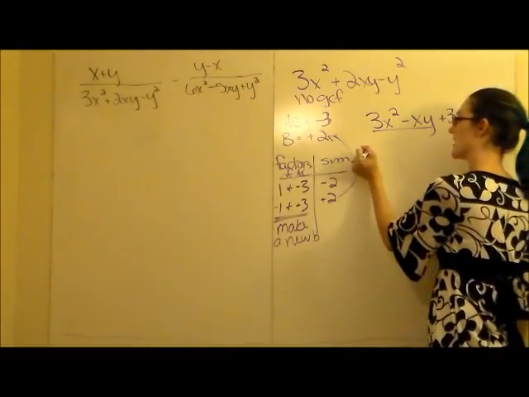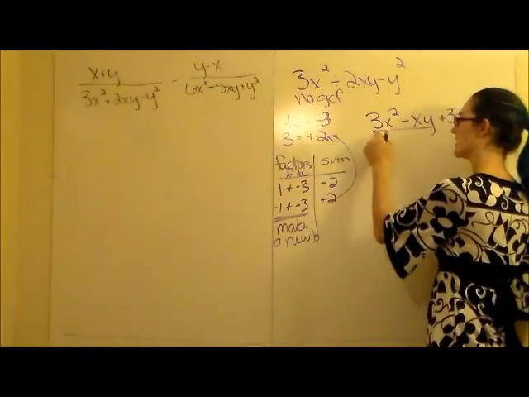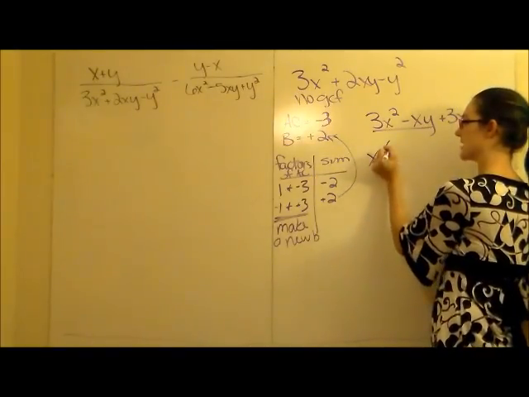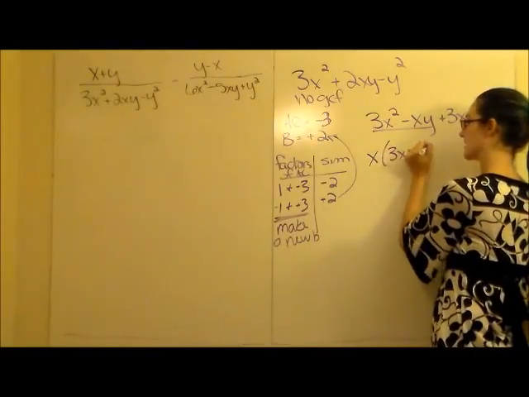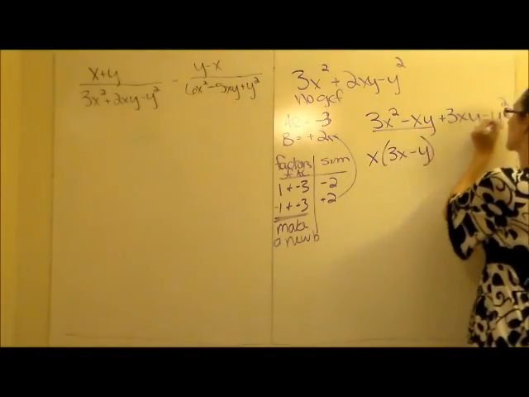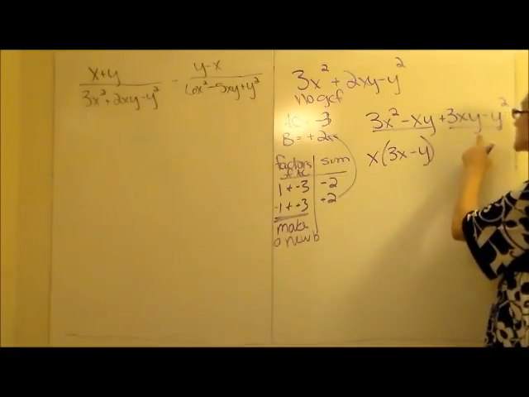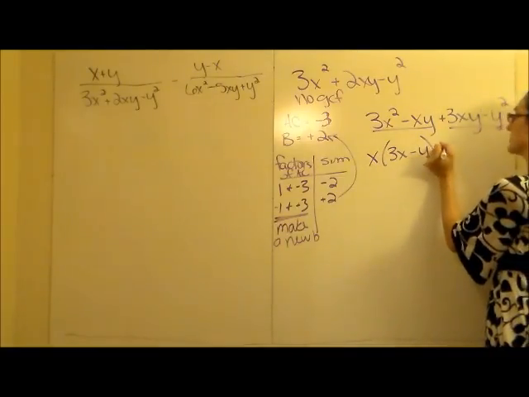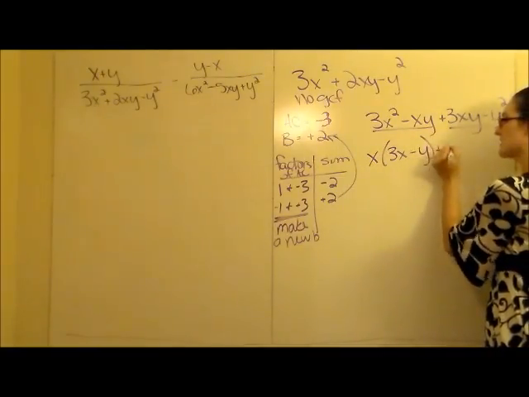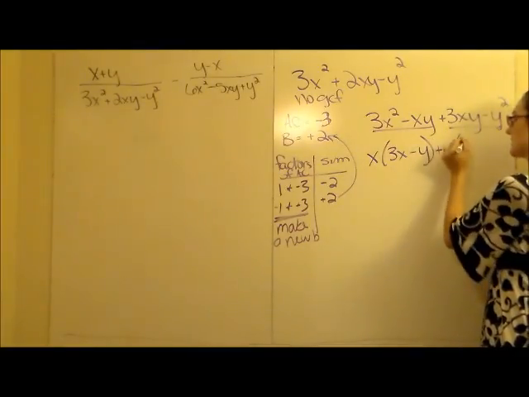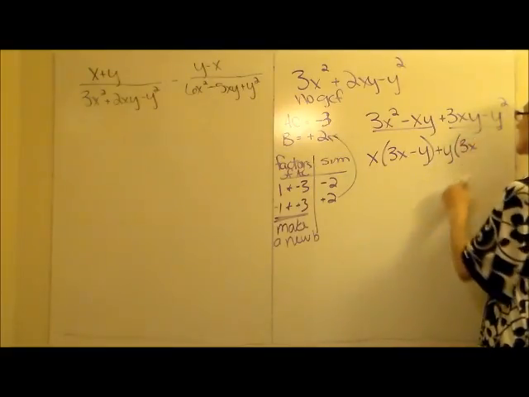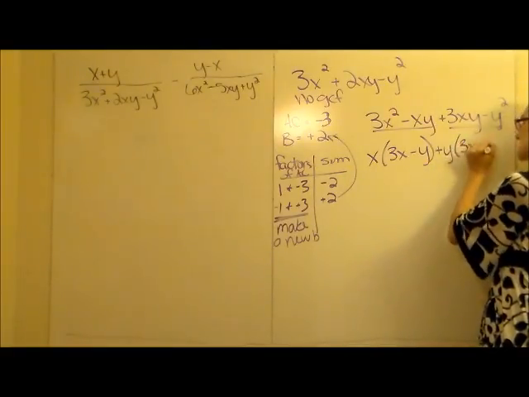3x squared and xy have an x in common. 3x squared divided by x is 3x. Negative xy divided by x is negative y. Over here, I have no numbers in common, but I do have y's in both of them. Since my first sign is positive, I'm going to make my GCF positive. 3xy divided by y is 3x. Negative y squared divided by y is negative y.